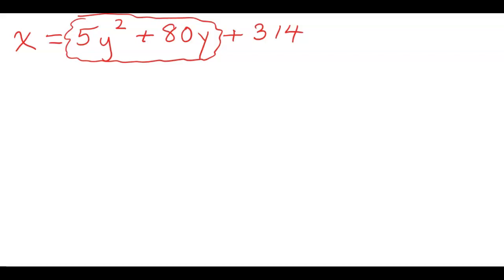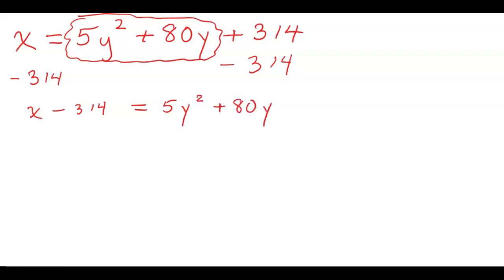If you know you have a parabola, always get the square term and the little partner together. If there's a y squared term, you want to isolate the y squared term and the y term. So I'm going to subtract 314 from both sides first. That gives me x minus 314 equals 5y squared plus 80y. Okay? Then you want to factor.